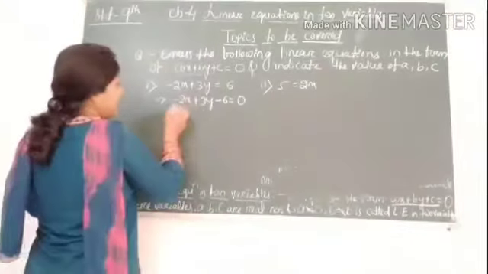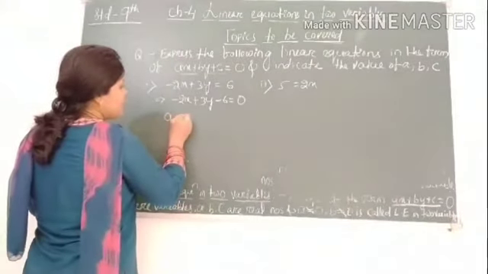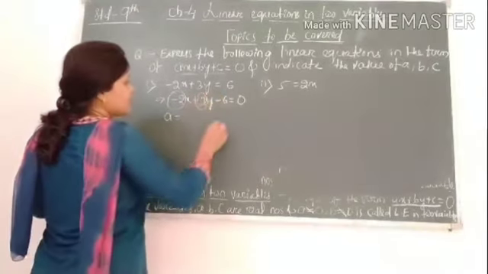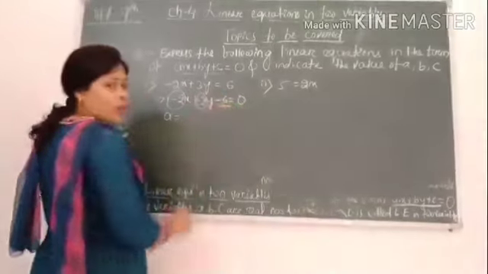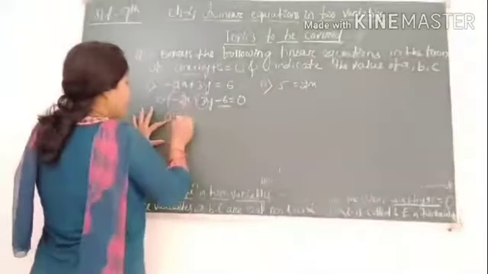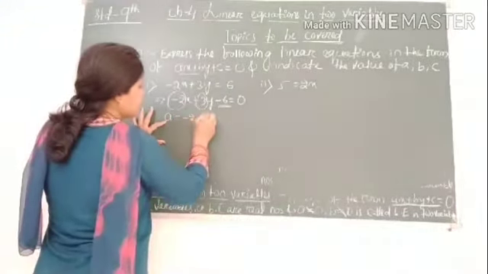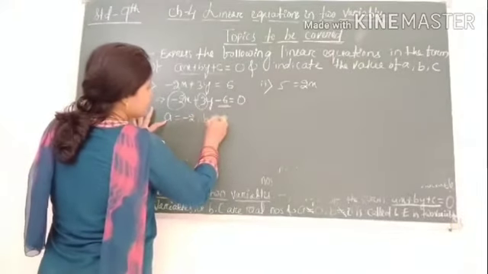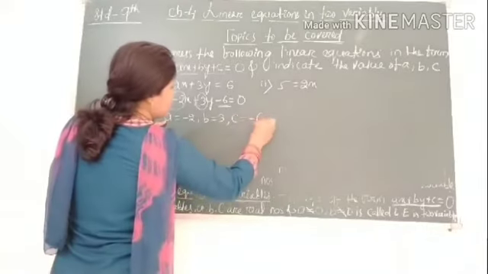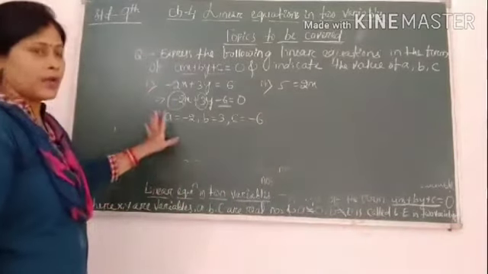So simply you have to write the value of a. Means this is the coefficient of x, this is the coefficient of y, and this is your constant. So here the value of a is equal to minus 2. The value of b is equal to 3. The value of c is equal to minus 6. Okay, over.